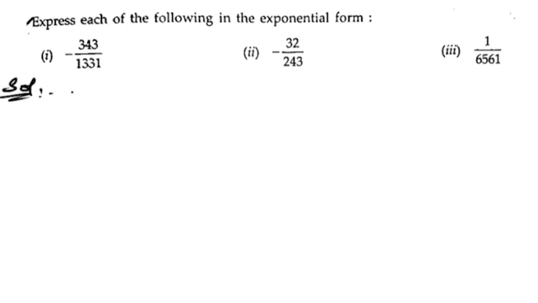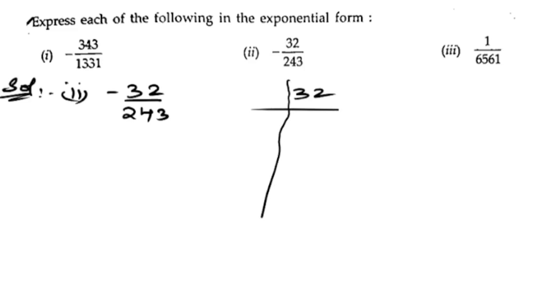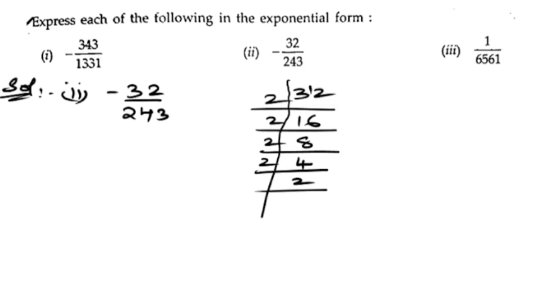Now let us take the second bit. So in the second bit, we are having -32 upon 243. So 32, let us take out the factors of 32. 2 sixteens are 32, 2 eights are 16, 2 fours are 8, 2 twos are 4, 2 ones are 2.